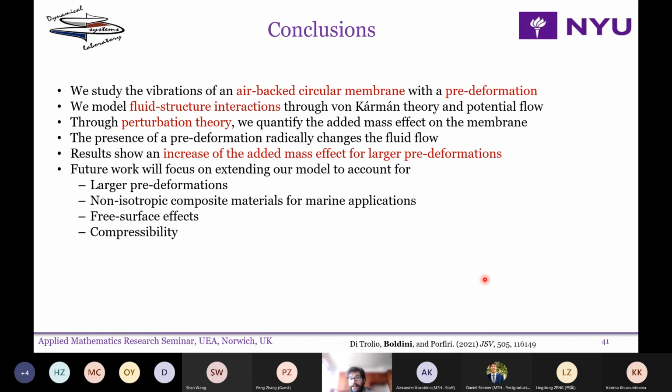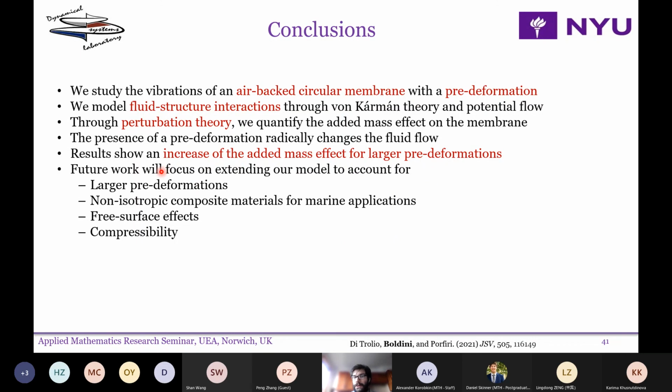In conclusion, what we did was to study the vibration of this air-backed circular membrane with the pre-deformations that we tried to isolate, to see what this effect is. And we modeled this fluid-structure interaction problem using von Karman theory for the membrane and potential theory for the flow. And we utilized potential theory to find the analytical expression for the added mass effect. In particular, we found that, as we expected from the experiments, the presence of this pre-deformation is radically changing the fluid flow. So in particular, our results show that there was a significant increase of the added mass effects when we consider larger pre-deformations.